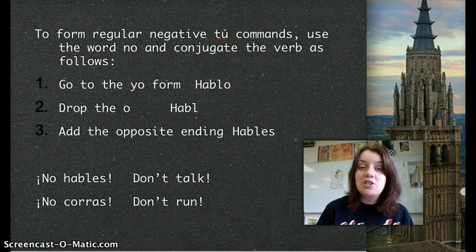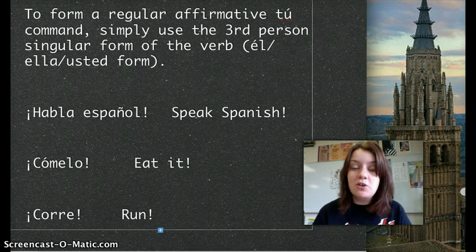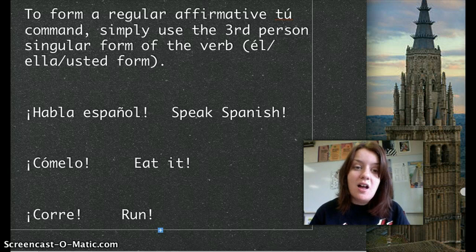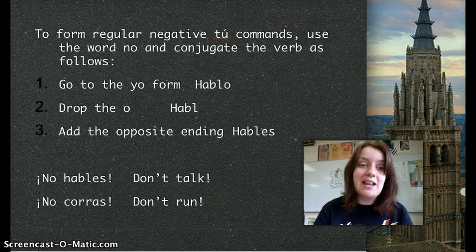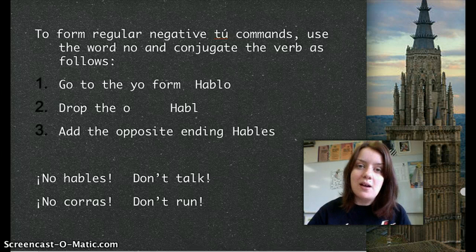So notice, in addition to having the no in front, the other difference with negative commands is that you keep the s on it. Even though it's a tú command, for affirmative, you just say habla, you just say come, you just say corre. You don't need the s on it. When it's negative, you keep the s. So no hables, no corras, no comas, etc.